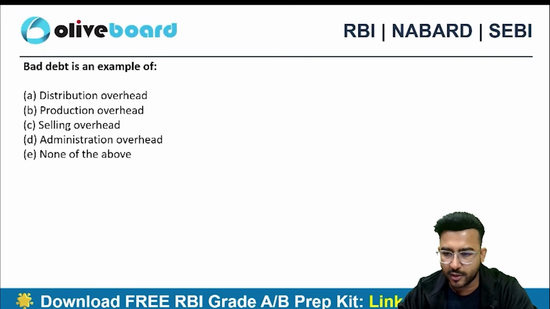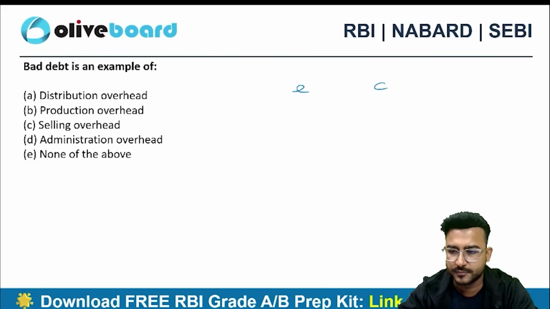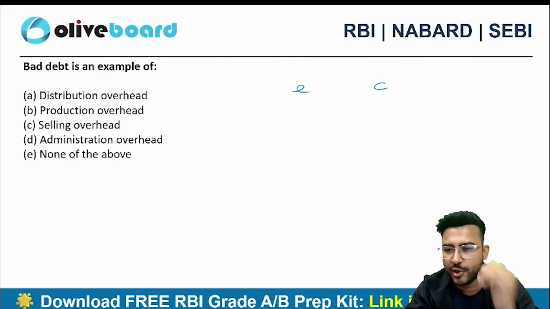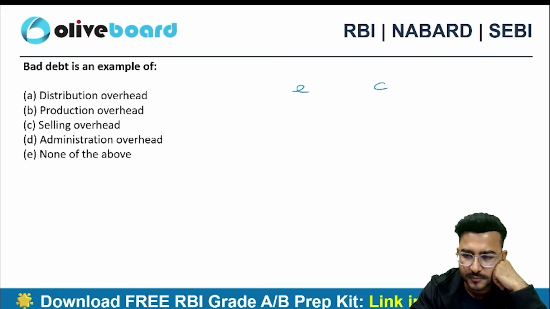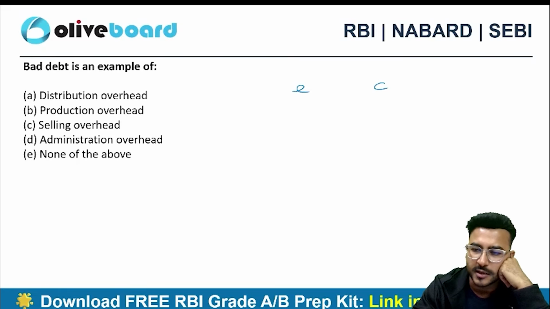So the majority of the students are saying E. One student, I think Raghu, is saying C. What do you mean by bad debts? Creditors would default. How can a creditor default? Rutanjay, how can a creditor default? We are going to pay the creditors, right? A creditor can't default. Debtors default.